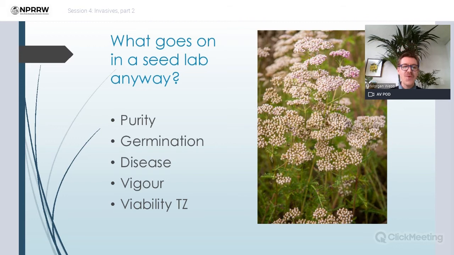Next slide. So what goes on in a seed testing laboratory anyway? Some of the areas that I'm going to cover, or what it means to have a purity test, a germination test, a viability test or TZ. Not going to touch so much on disease and vigor. Those tend to be more for agronomic crops, but they can be important in reclamation species as well.